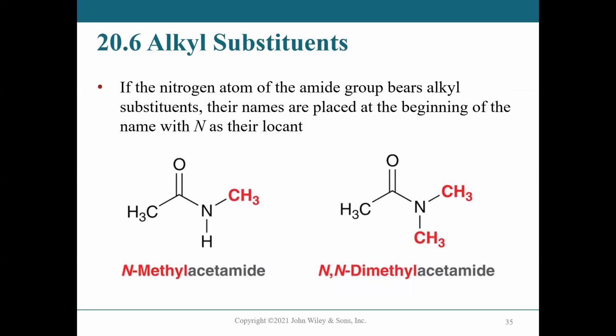If the nitrogen atom of the amide group bears alkyl substituents, their names are placed at the beginning of the name with N as their locant. So here we have N-methyl acetamide, and here we have N,N-dimethyl acetamide.